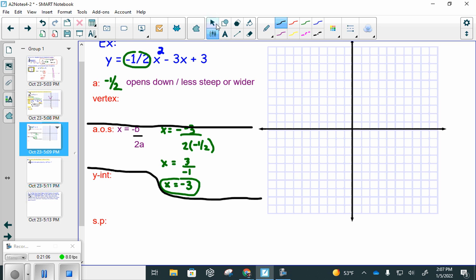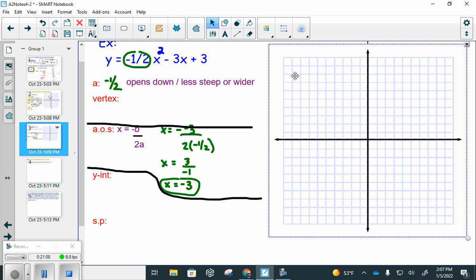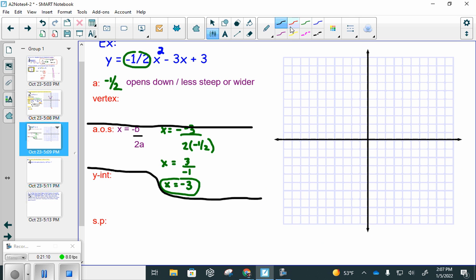Okay, I'm going to come over here, same thing I did last time. We're going to go to the graph. We're going to find x equals -3. Find your x-axis, go to -3, and draw a dashed line through it. Again, that is the middle of your parabola.